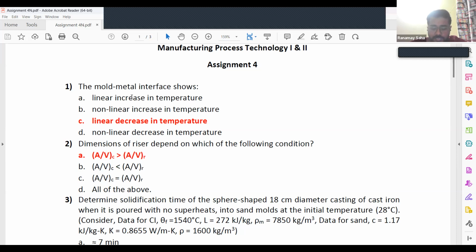There is a change in temperature, right? As the molten metal is poured, it starts cooling and solidifying. So there is, of course, a decrease in temperature when it comes in contact with the mold surface, mold wall, because the mold is at room temperature, right? And the molten metal is at the pouring temperature, or if you give a superheat, it is at a superheated temperature. But still, since the mold wall is at room temperature, once it comes in contact with the mold wall, the temperature decreases at the interface, right? So that's what answers this question.